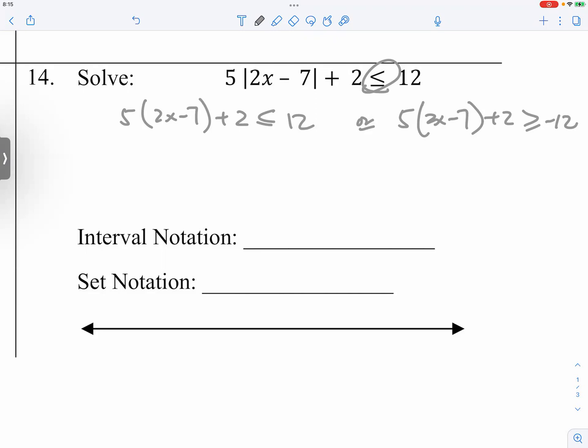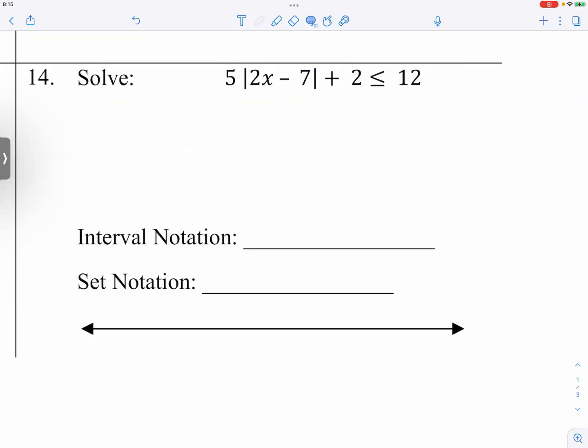So this is what happens when people are memorizing math. They're like, I remember something. I remember I have to write two things. But when? They forgot. That's not right. What is right is this. You always clean it up first. And then you divide it by 5, and you have this.